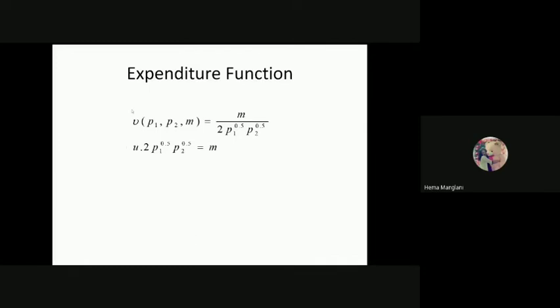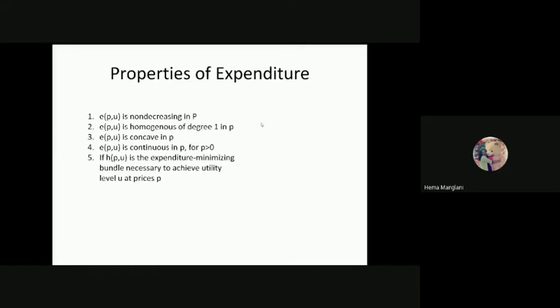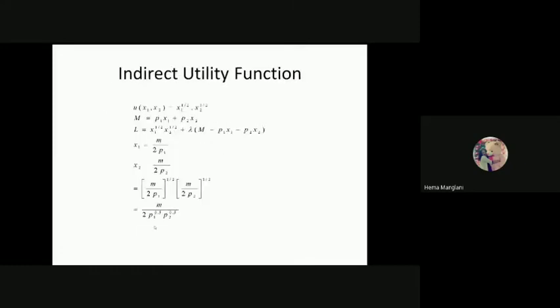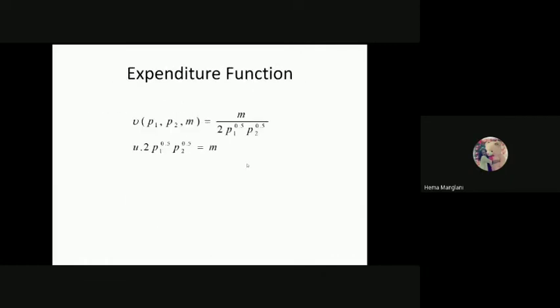So, sorry, this is the indirect utility function. The indirect utility function is a function of P1, P2, and M. We already have seen, and that is equal to M divided by 2 times P1 to the power 0.5 and P2 to the power 0.5. There we derived this indirect utility function. Now from this indirect utility function, you can derive the expenditure function. Or in other words, this expenditure function is just the reverse and opposite case of this indirect utility function.